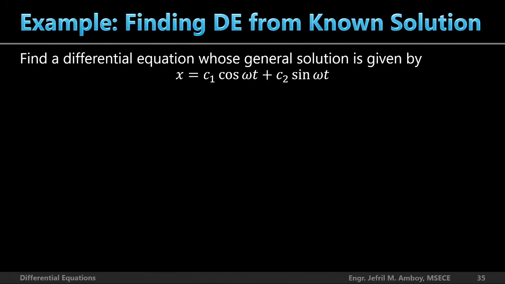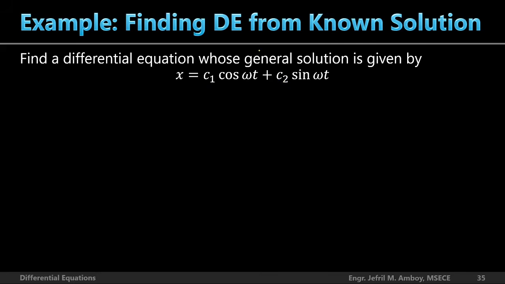Find a differential equation whose general solution is given by x equals c sub 1 times cosine omega t plus c sub 2 sine omega t. So, unlike the previous examples, here our dependent variable is x and our independent variable is t. Here, omega is a constant and the arbitrary constants or parameters that we have are c1 and c2.